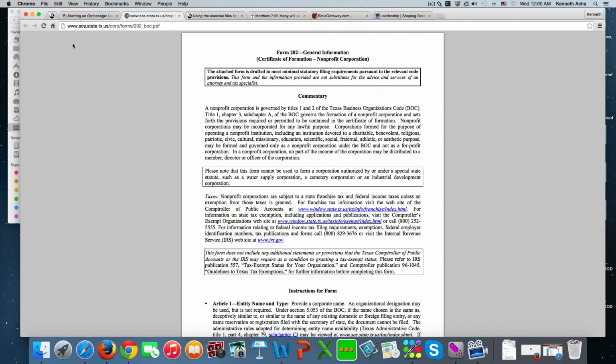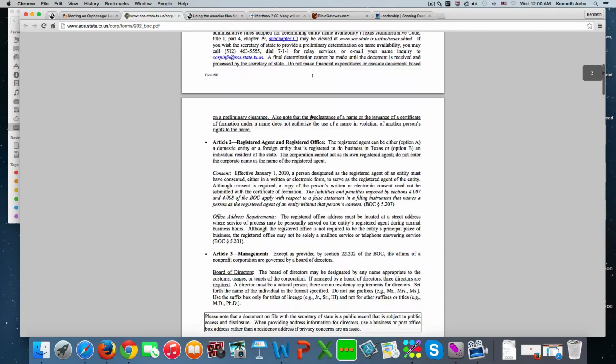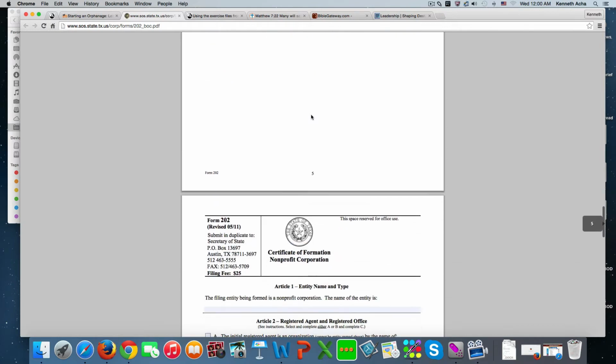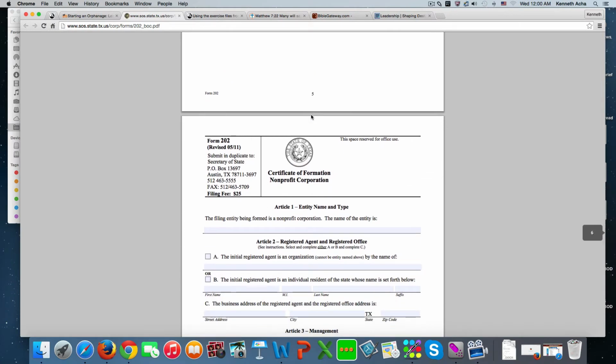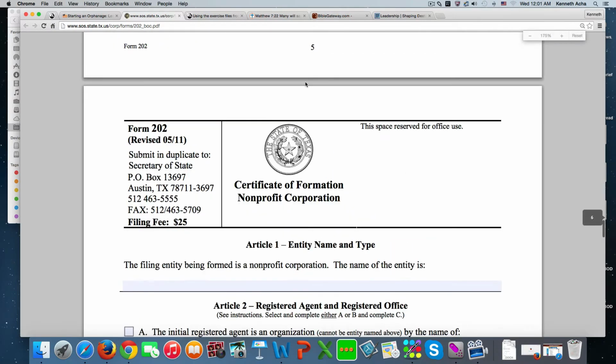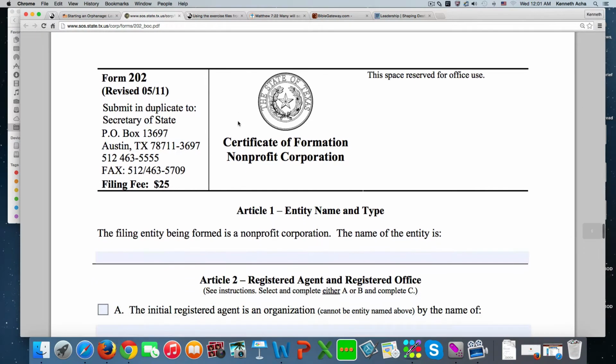This form, you could find it on sos.state.tx.us if you're in the state of Texas, and it gives you some instructions. We're not going to read the instructions. We're just going to go and fill out the form because I've filled out this form at least 10 times for different purposes, okay? And I filed this form for nonprofits several times in the state of Texas for different nonprofits and stuff like that. So this is something that I'm very familiar with, and we're going to go through it and just fill it out. So from the top, it says Form 202, you can see that.